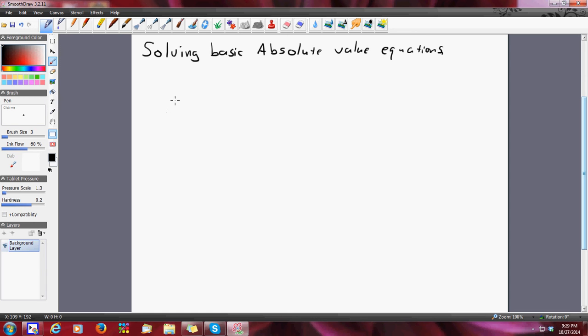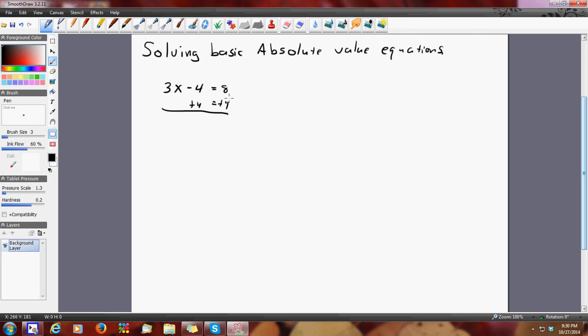So I'm going to show you how to solve some basic absolute value equations. And here's the deal. You actually know how to do this, or at least you should. If I had something like 3x minus 4 equals, let's say, 8, the first thing you do is add 4 to both sides, and you'd say 3x equals 12. Divide by 3, and x equals 4. Well, that's certainly true. Now, watch this.